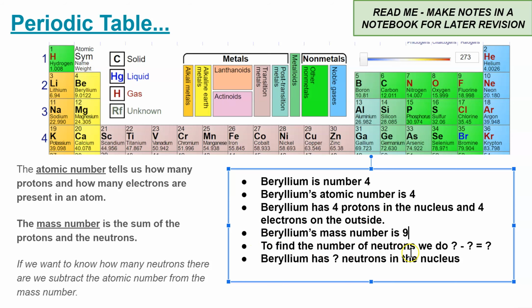Now to find the number of neutrons, we will take the mass number, which was 9, and we will minus the atomic number, or the place in the periodic table, which was 4. And we get an answer of 5. This means that beryllium has 5 neutrons in the nucleus with the 4 protons.